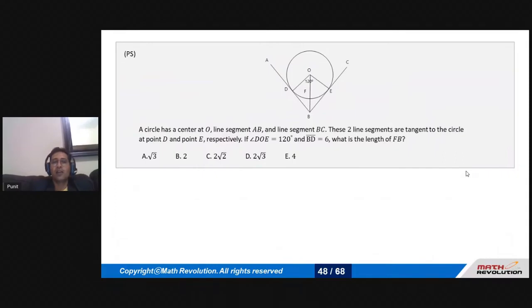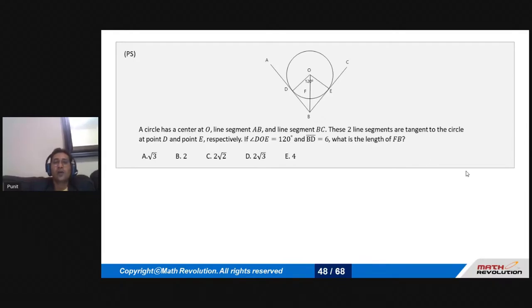So now we have a question which says a circle has center O, with line segment AB and line segment BC. AB and BC would be equal because of the property that if two tangents are drawn from the same external point, their lengths are equal. So AB equals BC, and that acts as a triangle. O is the center, OD is a radius, OE is also a radius, so they fall at 90 degrees.